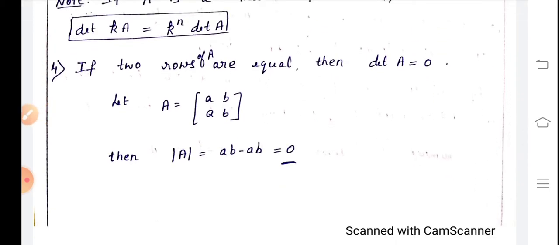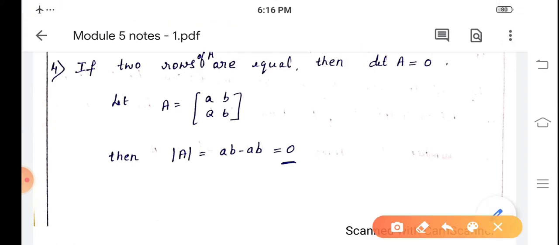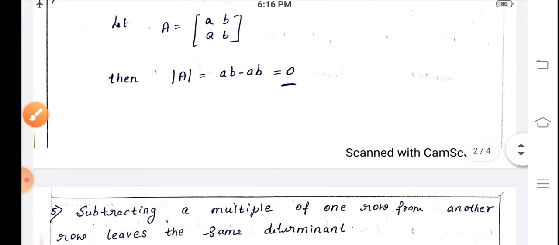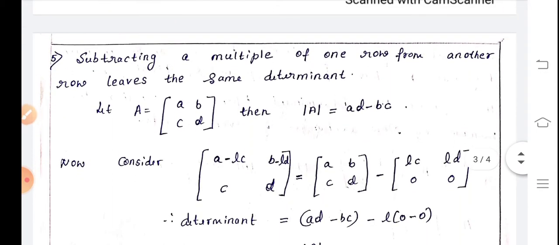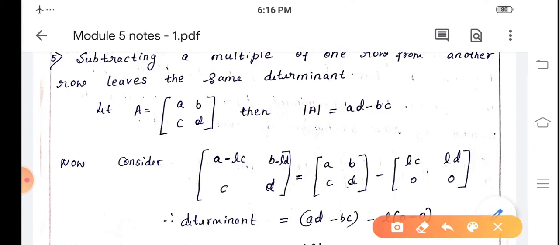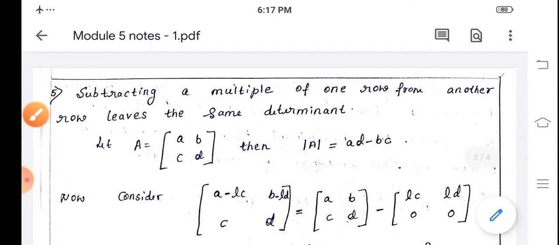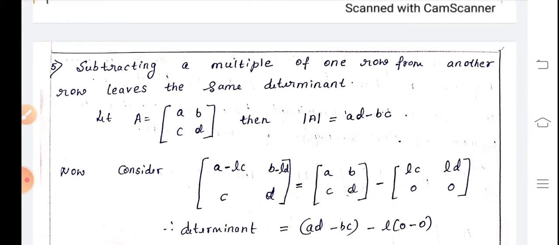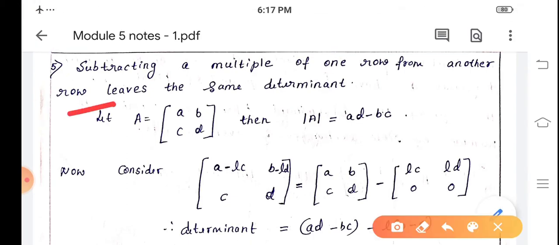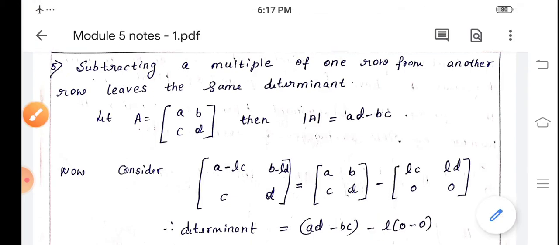Now the fourth property: if two rows of matrix A are equal, then determinant A is 0. And the fifth property: subtracting a multiple of one row from another row leaves the same determinant. That means when we subtract a multiple of one row from another row, the determinant value will never change.